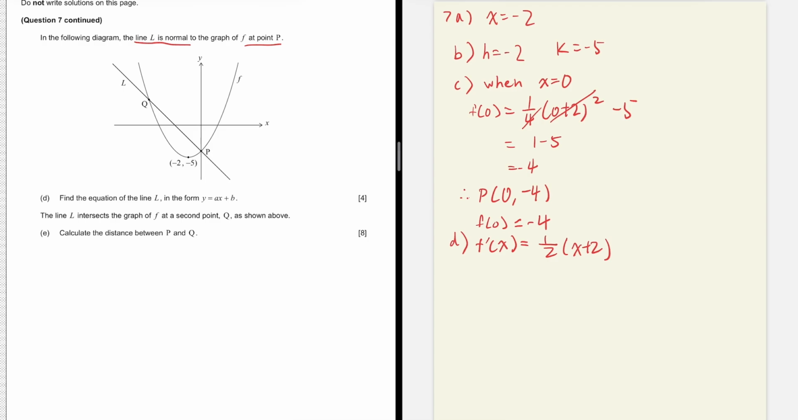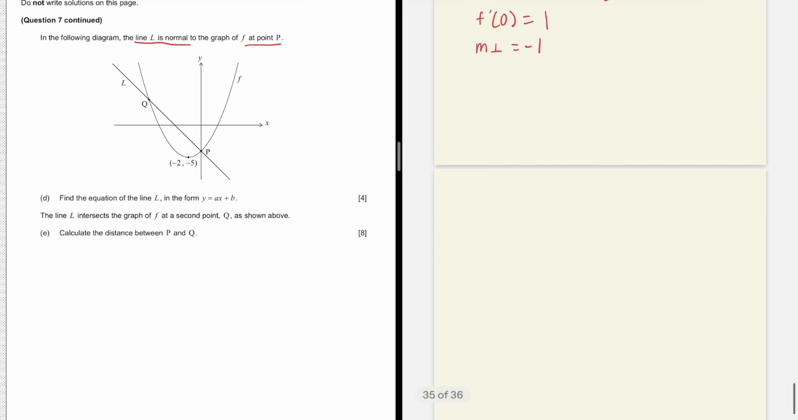And then we know that the slope at P would be 1 after we sub in x equals 0. Then we know that the line L is normal to the point, so the perpendicular slope is the negative reciprocal of 1, and so it is -1.